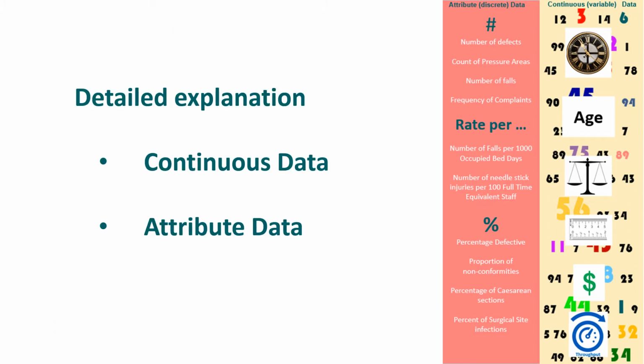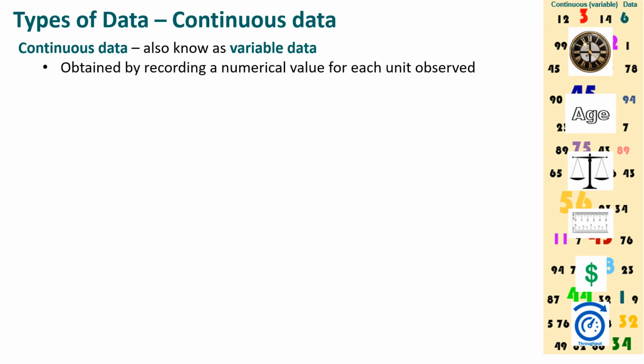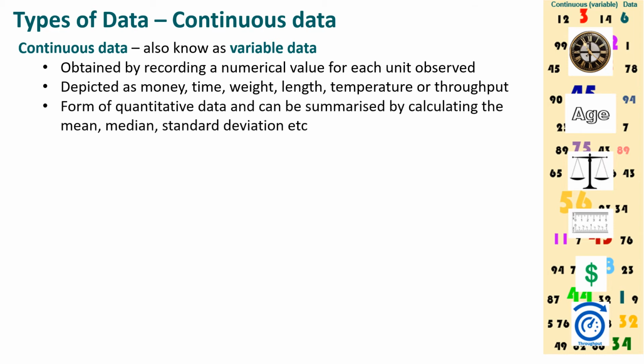I'll now give a detailed explanation about both continuous data and attribute data. Continuous data is also known as variable data. It's obtained by recording a numerical value for each unit observed. It's depicted as either money or time, such as hours, minutes, or weeks, weight, length, temperature, or throughput, such as the number of patients seen in an outpatient clinic.